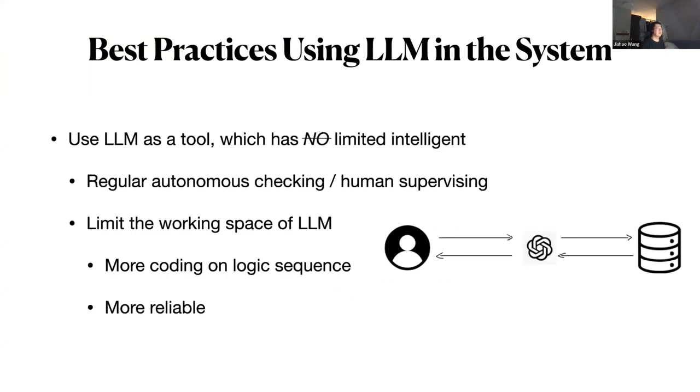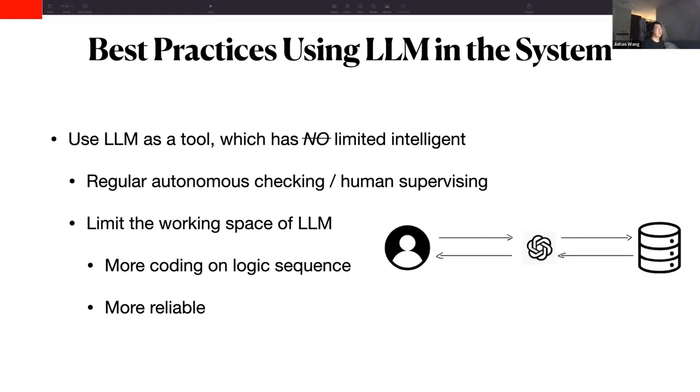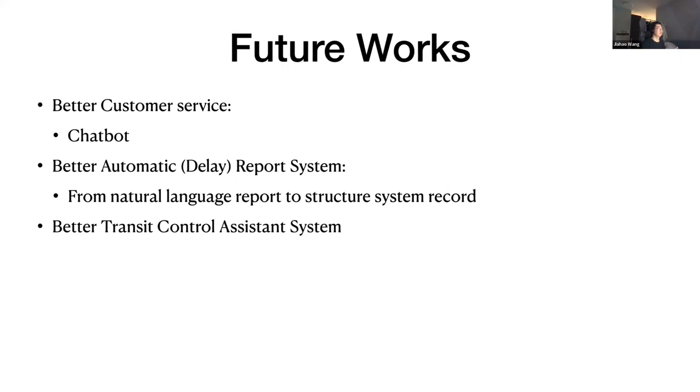So during the practice, we think the most important thing is that we have to use the large language model as a tool which has no or limited intelligence. That means we have to engage regular automated checking or human supervision while using it. We have to limit the working place of the large language model in the application, which means we may need more coding on the logic sequence, but it will give us more reliable answers from the application itself.